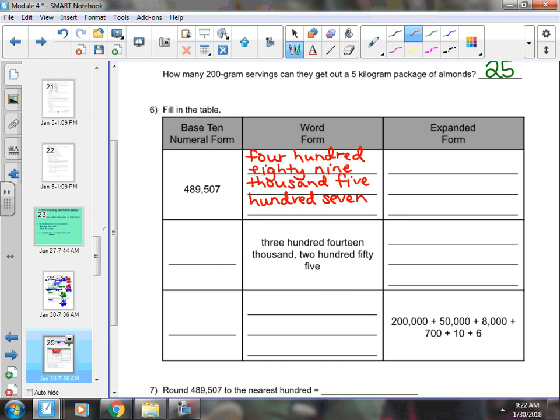Expanded form is when you write the value of each digit. So that 4 is 400,000. The 8 is 80,000. Remember, you can take the number and change everything else to a 0, and that's the value of that digit. The 9 is 9,000.